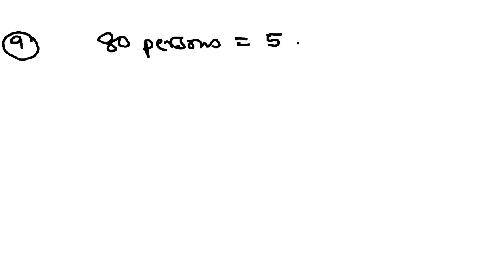Let's go to question number 9. Now again, a hotel has a provision sufficient for 80 persons for 5 days. So 80 persons can stay for 5 days. For how many days will the provision last for 20 persons? If I increase the number of persons, days will decrease, or if I decrease the number of persons, days will increase. So they are in inverse variation.